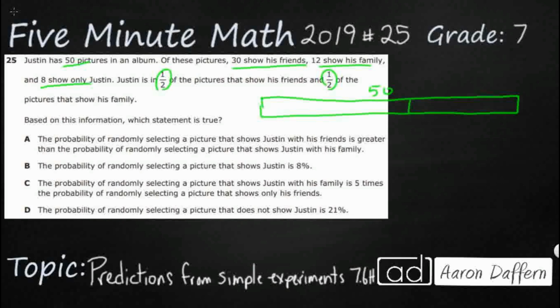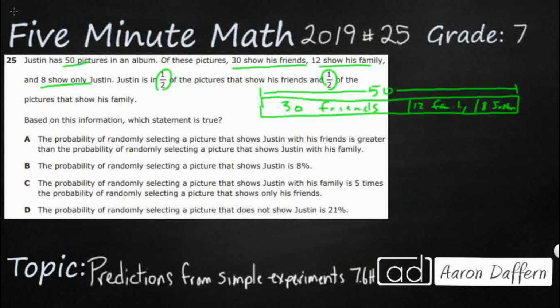So here's my 30 that show friends. And then I've got 12 that show his family. And then I've got just 8 with Justin. All right, so we've got a visual representation here. So 30 plus 12 plus 8, that makes 50, which is my total. All right, so we can keep going.